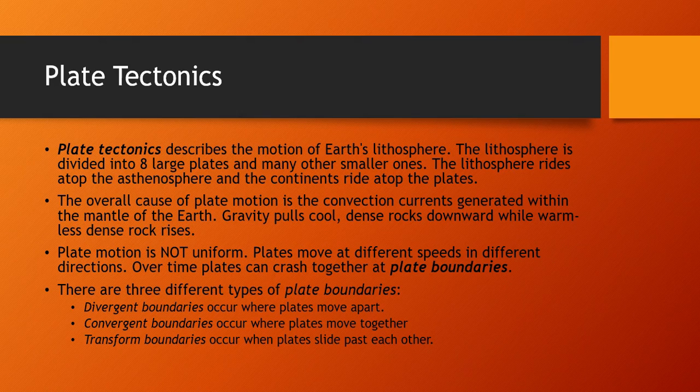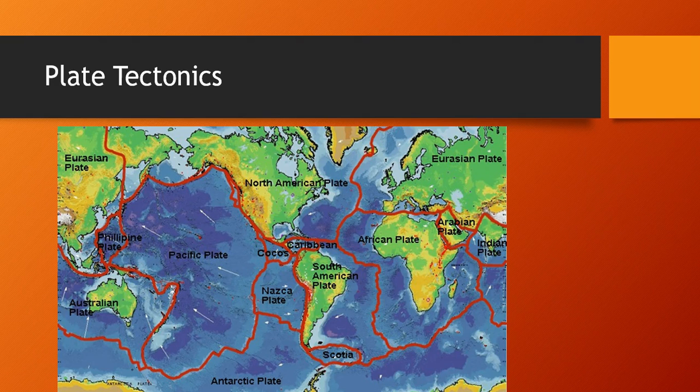So there are 3 different types of plate boundaries. The first are divergent boundaries, and this is where plates move apart from each other. The second are convergent boundaries, and this is where plates move together. And then the third type are what are known as transform boundaries, and this is where plates slide past one another. So here you can see just an image of the different plates on the Earth.